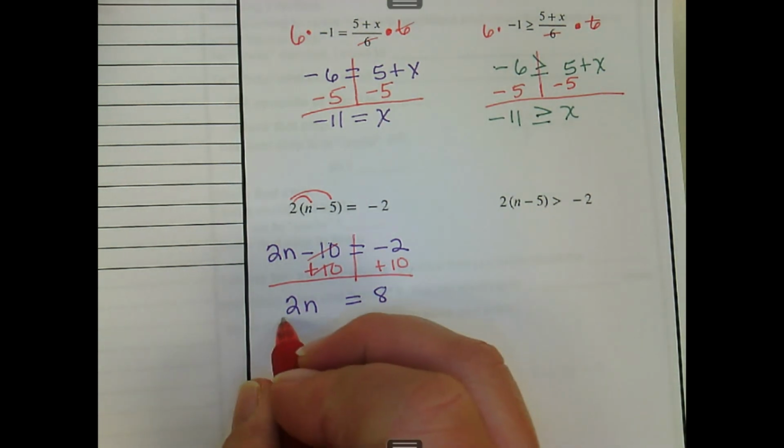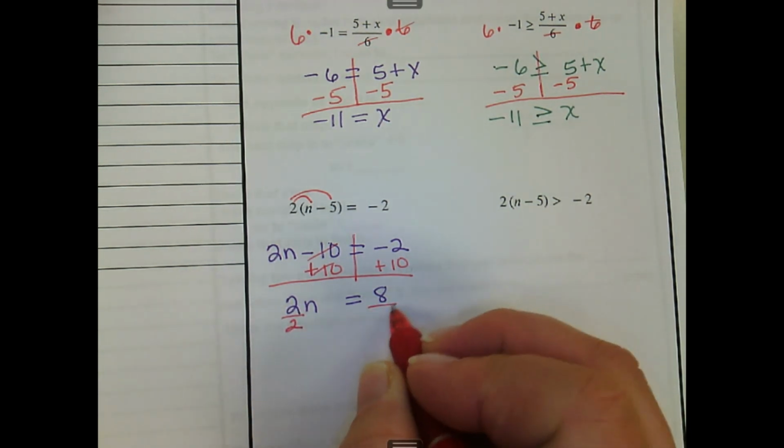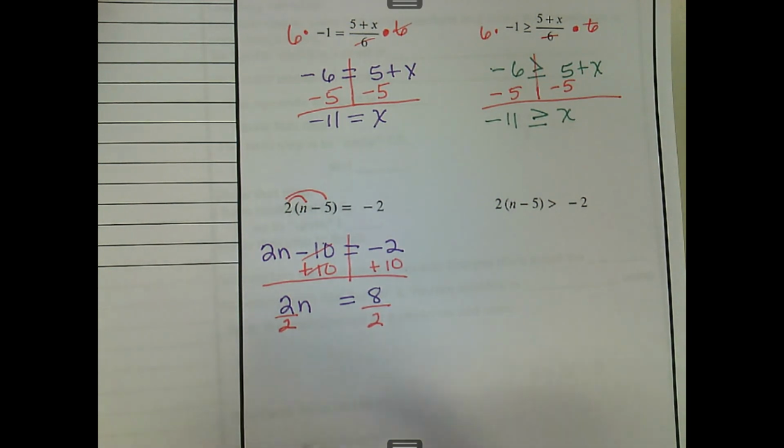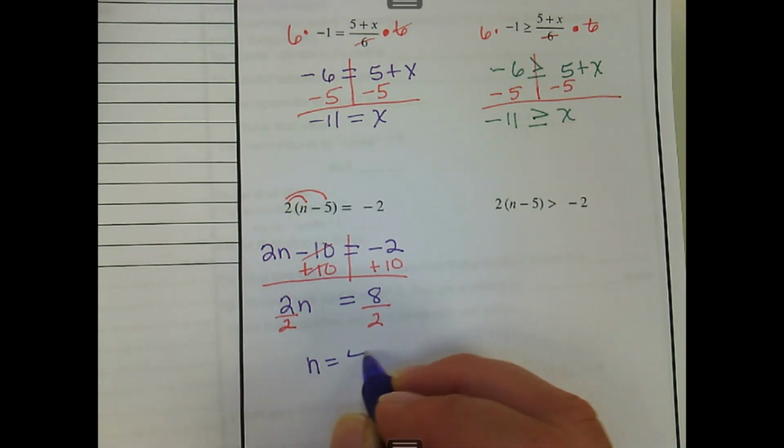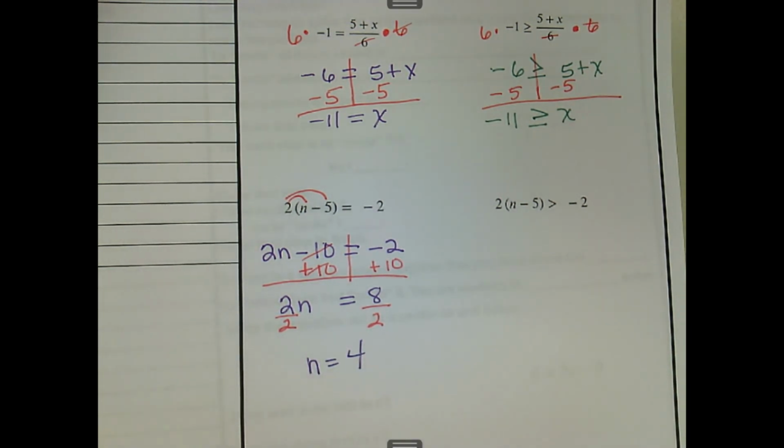The opposite of multiplication is to divide. And n is equal to 4. Okay, pause the video and work through the next problem on your own. What does it look like? You've got the example right there.